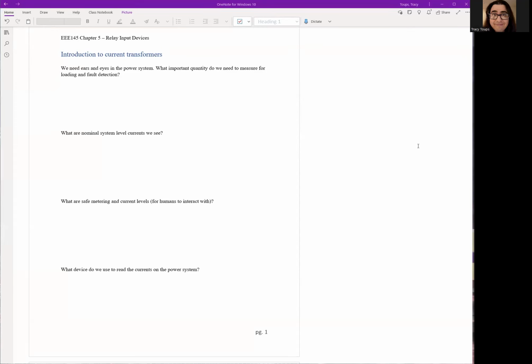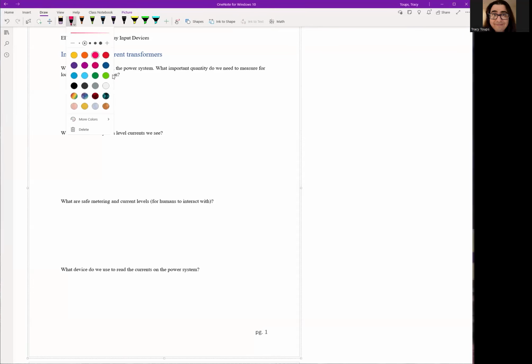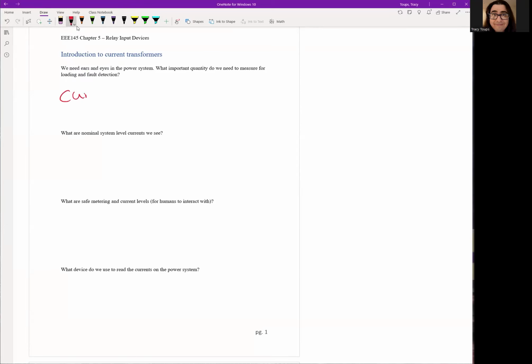In power systems, we need ears and eyes to understand what's going on. And one of the important quantities we need to understand a power system is current. Current is very vital to know the loading factor of the system and for fault detection as well. Now, in a nominal system, what type of current levels will we see, in the ideal world?